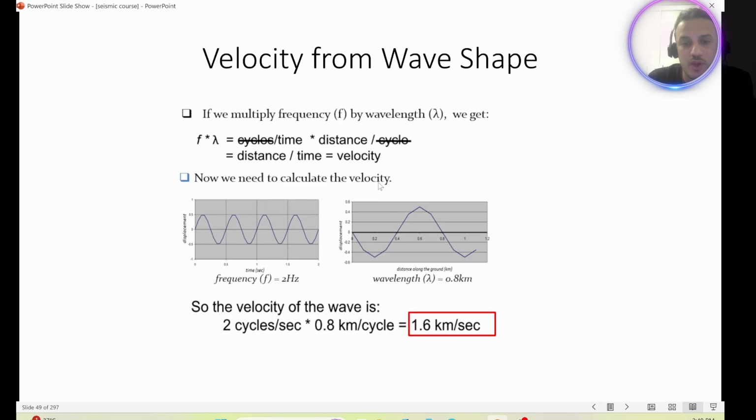So to calculate the velocity, the wavelength is 0.8 and the frequency is 2 hertz. So 2 multiplied by 0.8, we have 1.6 kilometer per second. So this is all you need to know about the characteristics of a wave.